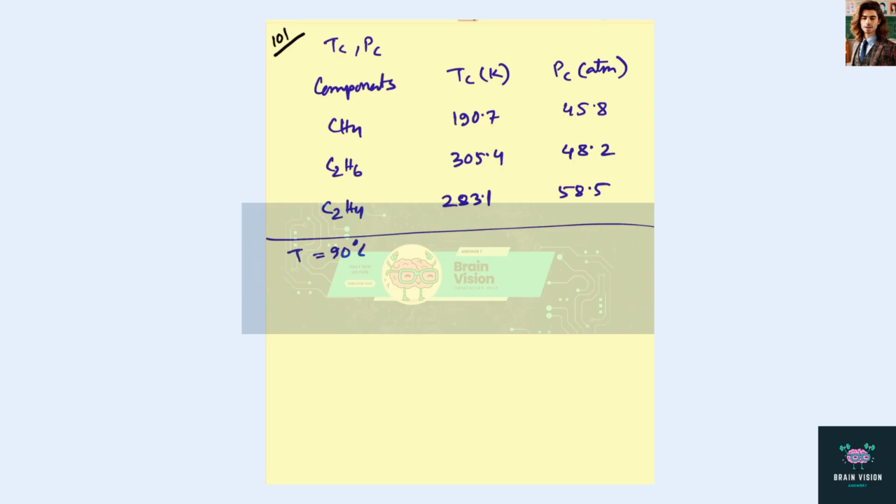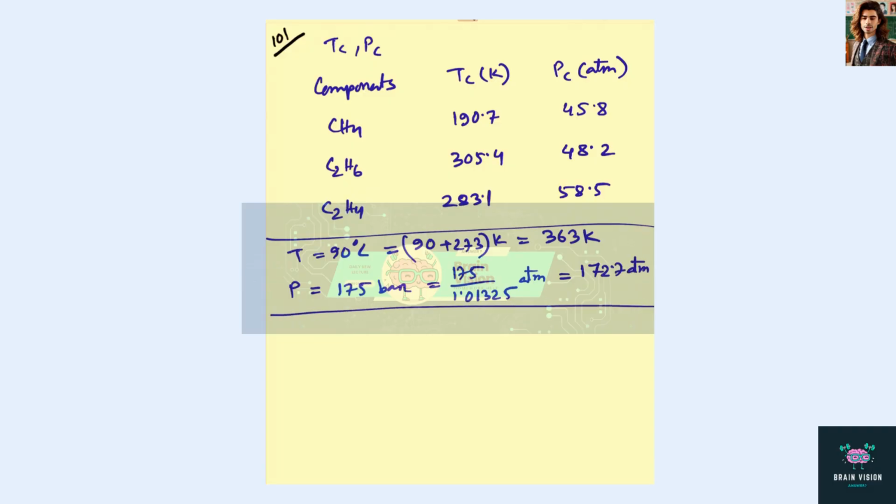Given the temperature and the pressure of the system, 90 degrees Celsius, let's convert it to the Kelvin scale. Therefore it is 363 Kelvin, and the pressure of the system is given as 175 bar. Let's convert it to atmospheric pressure by dividing it by 1.01325. Therefore the pressure is 172.7 atmospheric pressure.